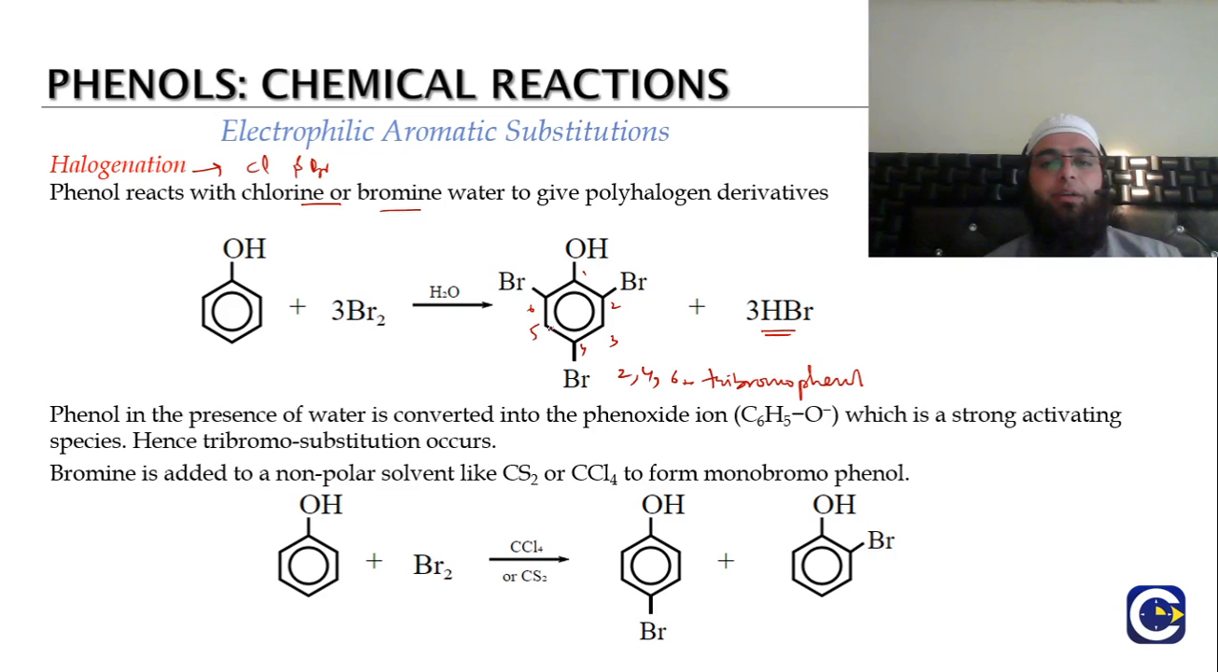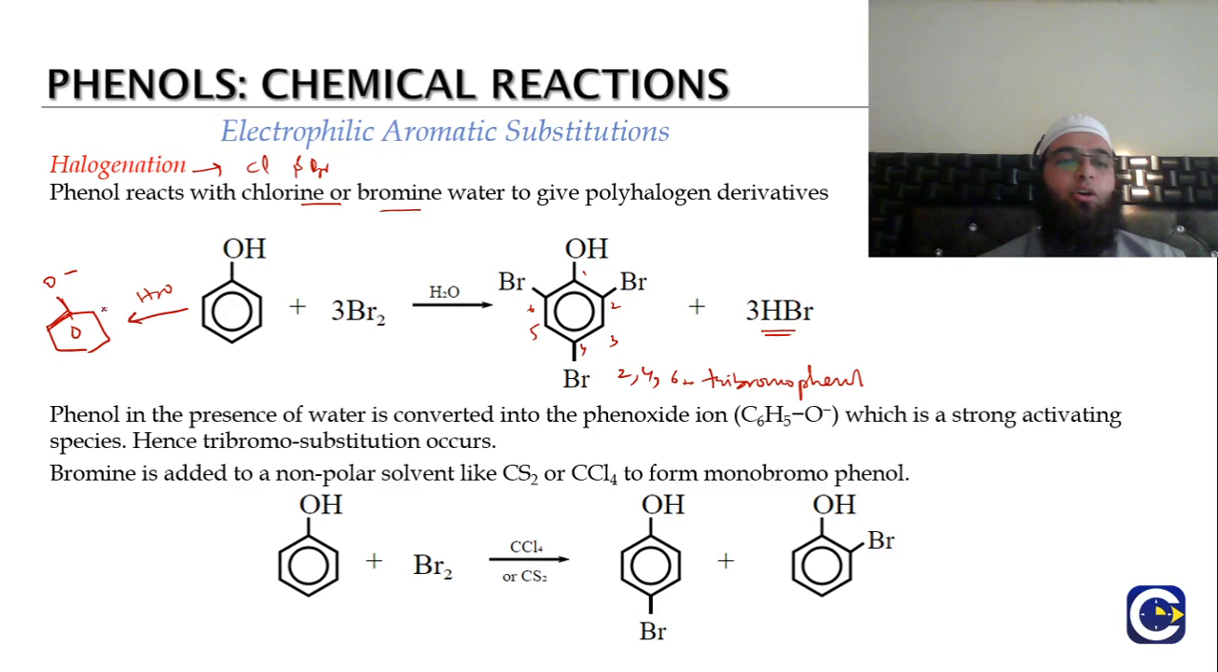If we need a mono-substituted product, then we need to add the bromine to phenol in the presence of a non-polar solvent. Actually, what happens is that when we add phenol to water, it is converted into the phenoxide ion. The negative charge on this phenoxide ion is very activating. It will activate the ring towards the substitution.